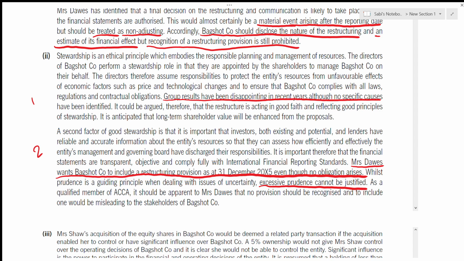As a qualified member of ACCA, I told you, whenever you are a qualified member, you need to highlight this and use it in your answer. Both are qualified, Mrs. Dowers and Mr. Shao. So as a qualified member of ACCA, it should be apparent to Mrs. Dowers that no provision should be recognized, and to include one would be misleading to the stakeholders of Backshot company. So if the restructuring provision is included in the financial statements, this is not good stewardship. Why? It would be misleading to the stakeholders of Backshot company.